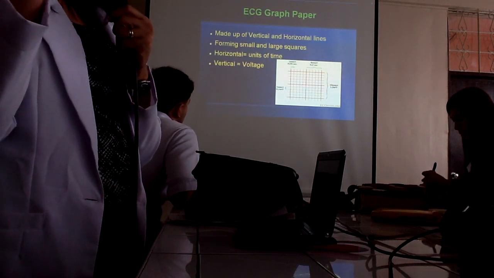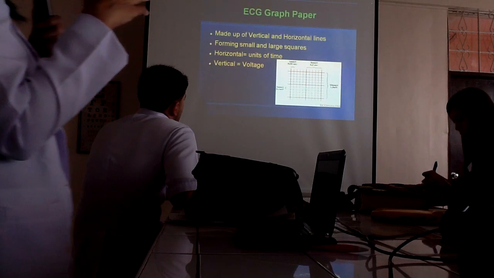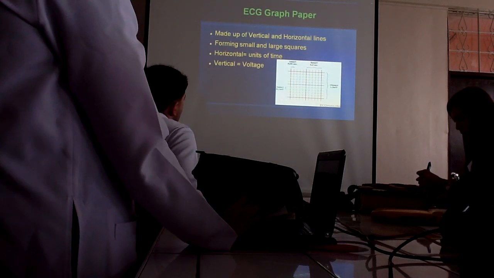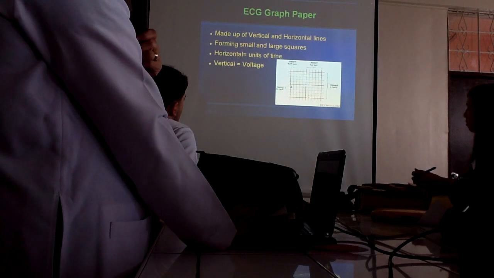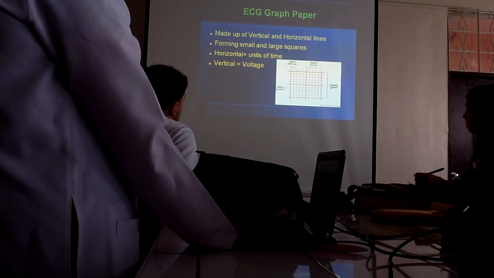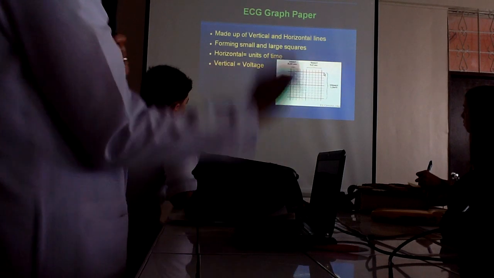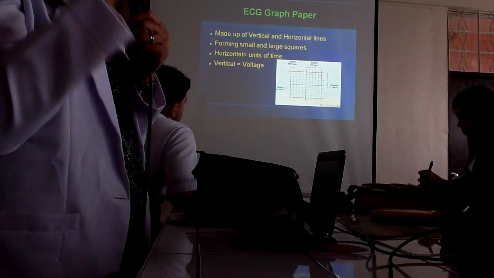Okay? The horizontal lines are units of time. That's why it's called seconds. The vertical lines are voltage. That's why it's called millivolts. Now, for every small square, that's equivalent to about 1 millimeter or 0.1 millivolt. If you have 10 of those, then that's equivalent to what? 1 millivolt. One small square, 0.1. 10 of those, 1. Okay?